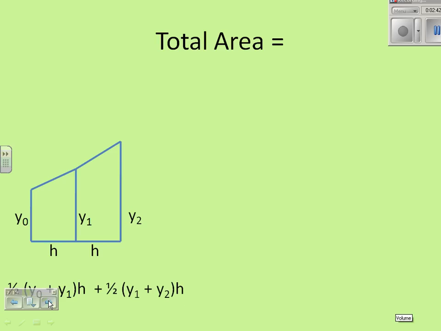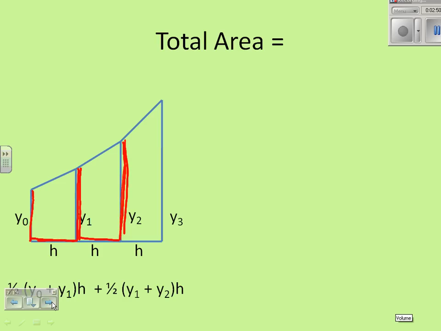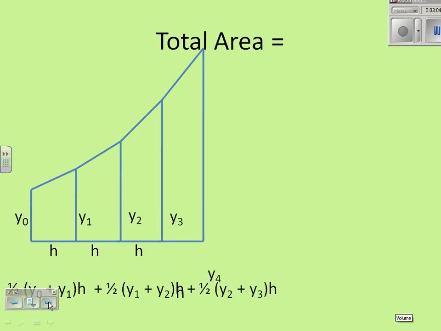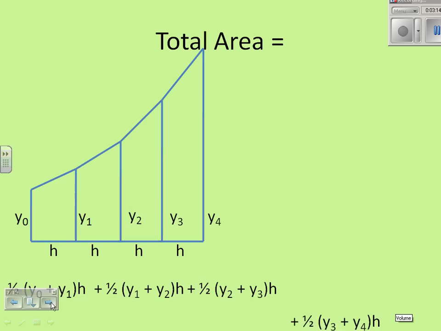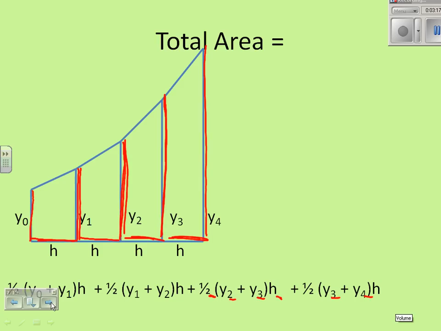Here's a third trapezium on again, and this time I've got the width h and I've got y3. The area of this trapezium, again, is the top plus the bottom divided by 2 times by the height. Let's put a fourth trapezium on. Again, the width is h, the new height is y4. And our area is the top plus the bottom divided by 2 times the height.